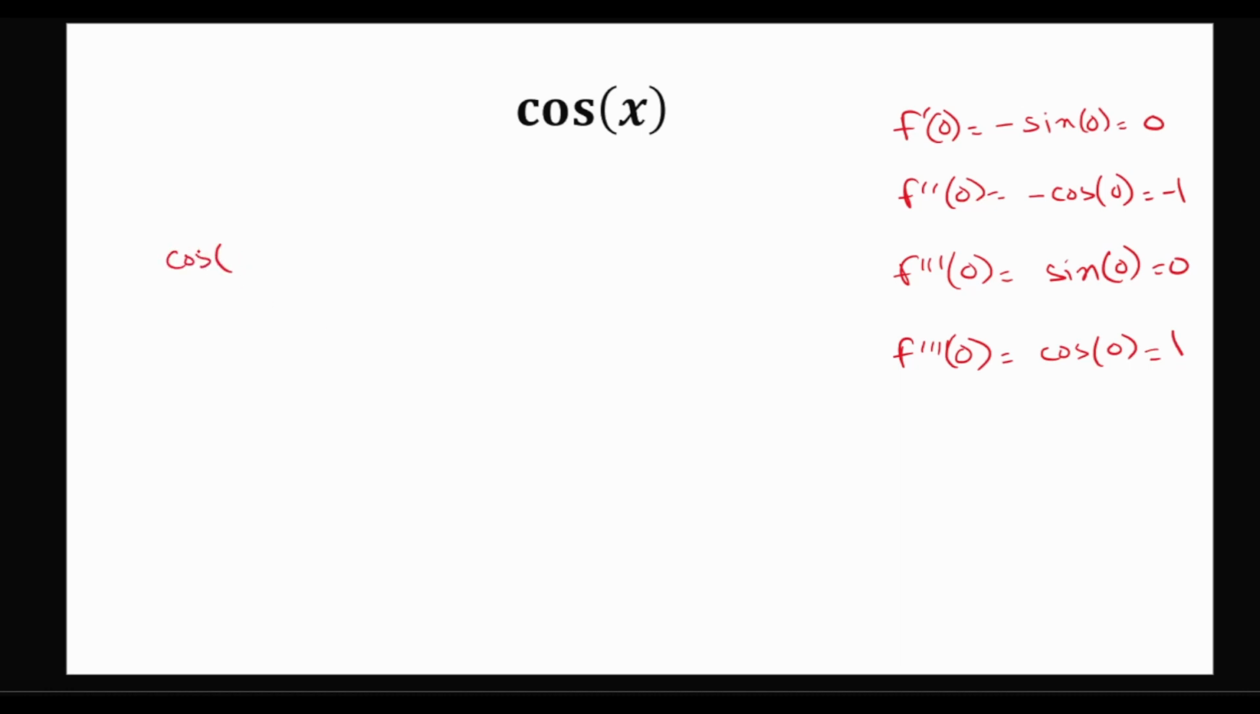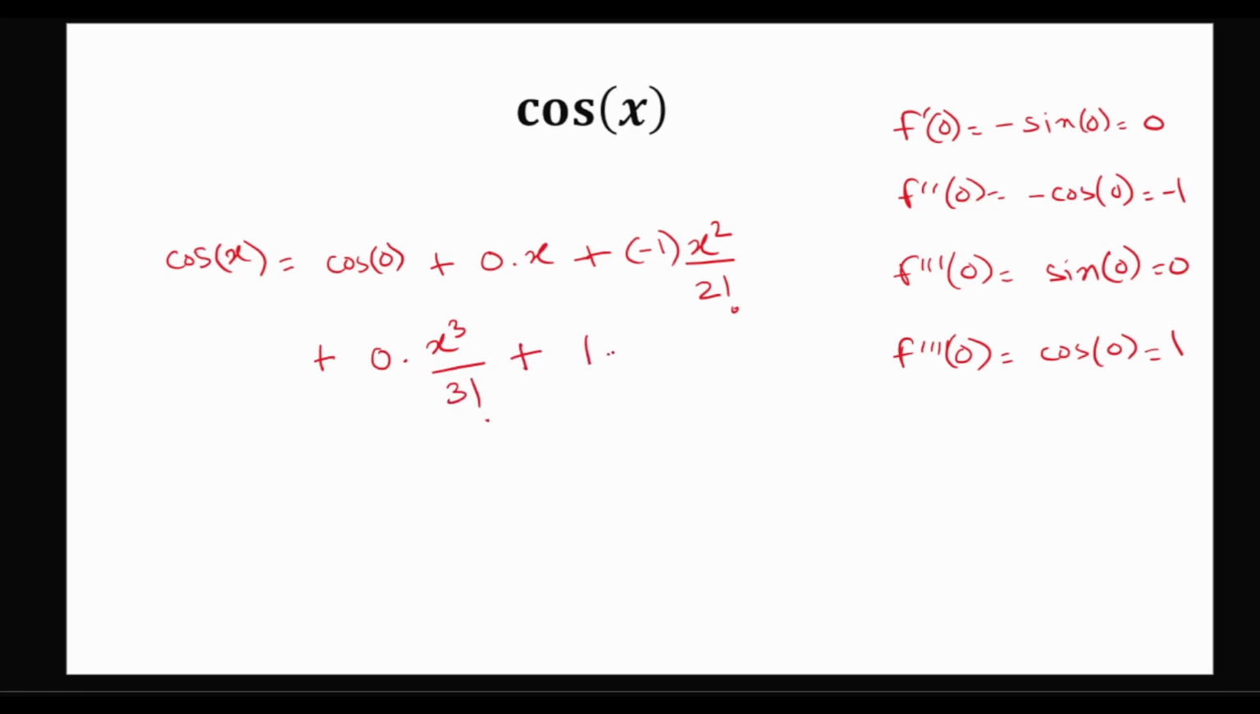So I can write the Maclaurin series expansion of cosine of x as f of 0, so cosine of 0 would be the first term, plus the first derivative evaluated at 0 times x plus the second derivative, which is minus 1, times x square over 2 factorial plus the third derivative, which is 0, times x cube over 3 factorial plus the fourth derivative, which is 1, times x to the power 4 over 4 factorial, and so on.